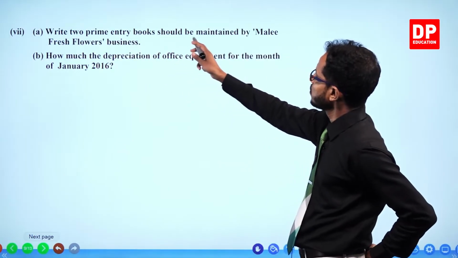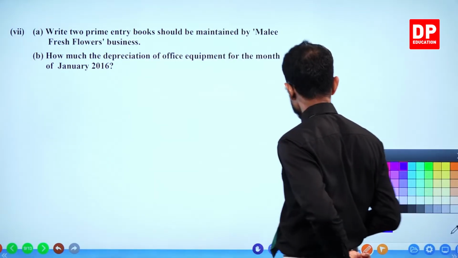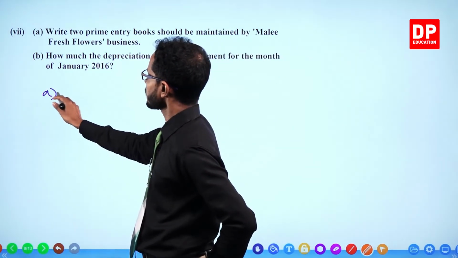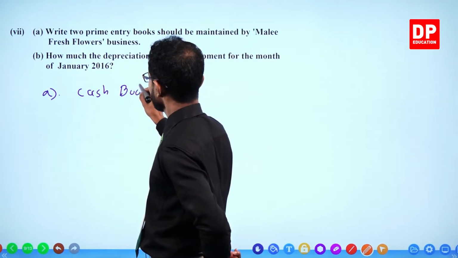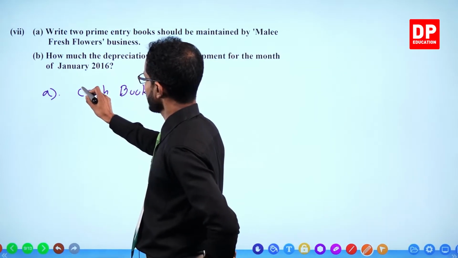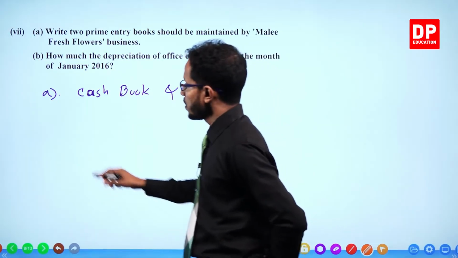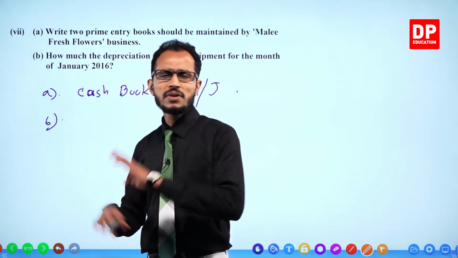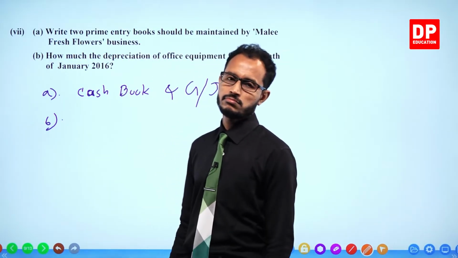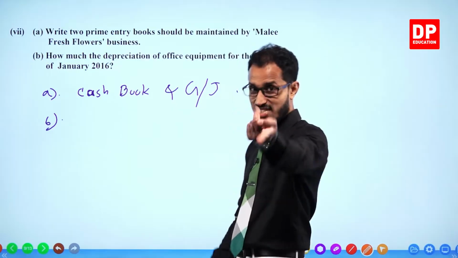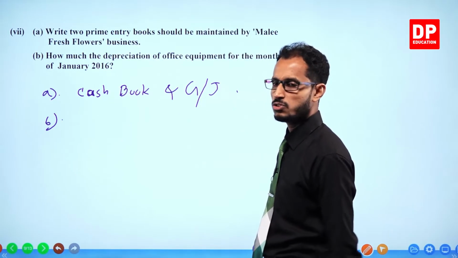Two prime entry books should be maintained by Malik Fresh Flowers. Two prime entry books: a cash book and a general journal. Some people just write any prime entry book they can remember for these questions. No, you're going to get it wrong. Check the transactions and then realize what prime entry books should be used.